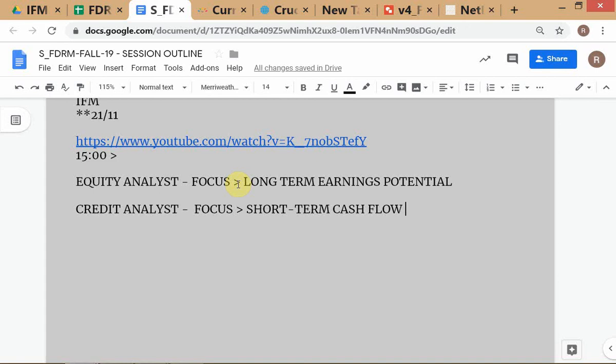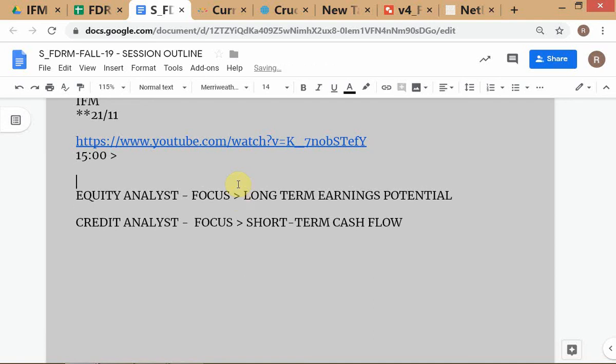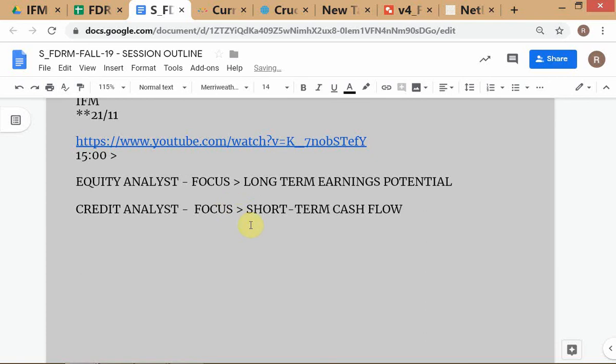So you understand the difference now? Can you see the difference? Are you able to see that there's a difference in perspective? Okay. Focus, I've already written, okay? Perspective is a much bigger word, okay? So the credit analyst focuses on short-term cash flow. You understand the difference between cash flow and earnings? But now you should understand clearly, okay?